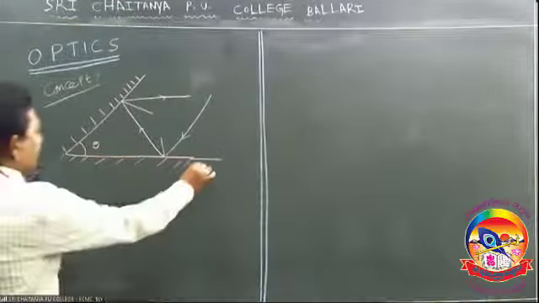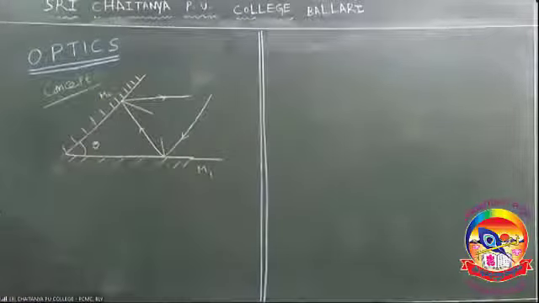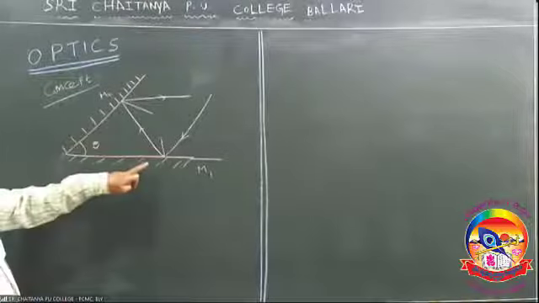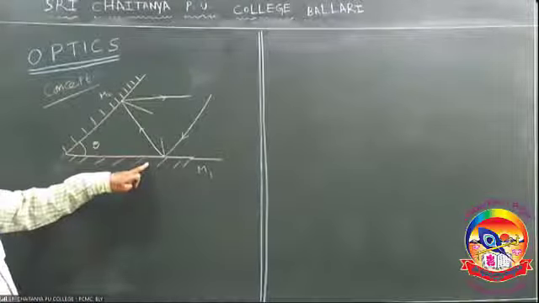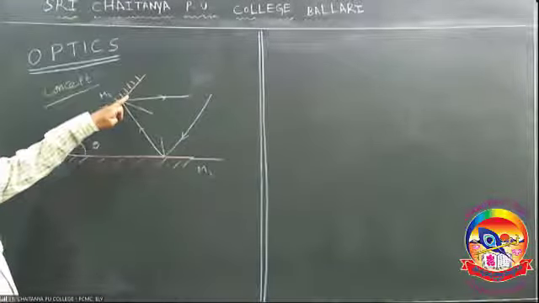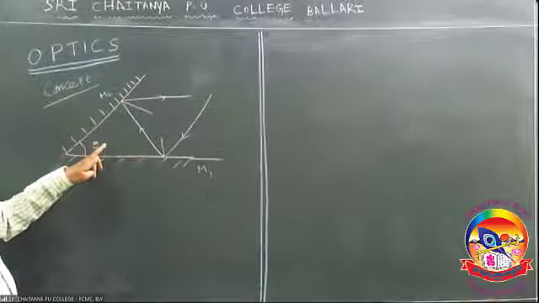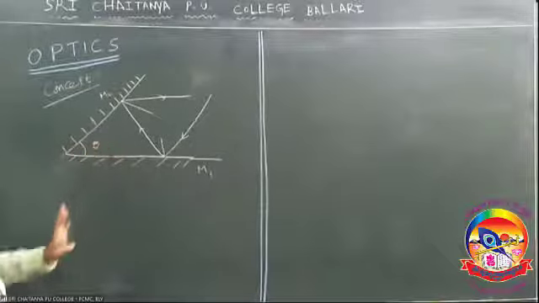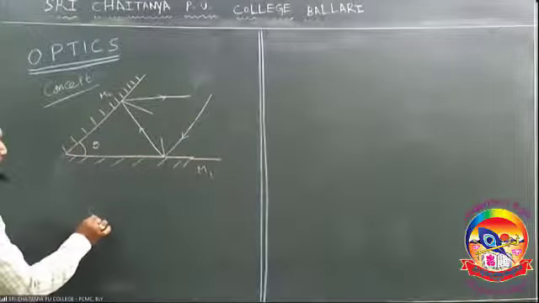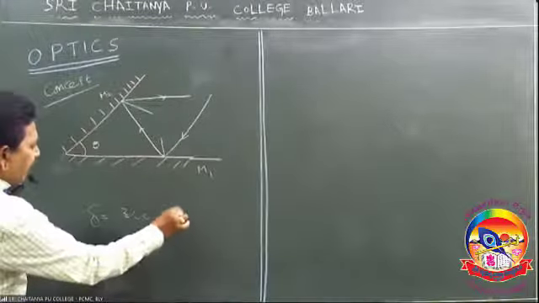This is mirror M1. This is mirror M2, which are inclined at an angle theta. Two reflections will take place. First reflection on the mirror M1. Second reflection on the mirror M2. What is the angle between the two mirrors? Theta is the angle between the two mirrors. Directly write down: delta, the total deviation, is equal to 360 minus 2 theta.